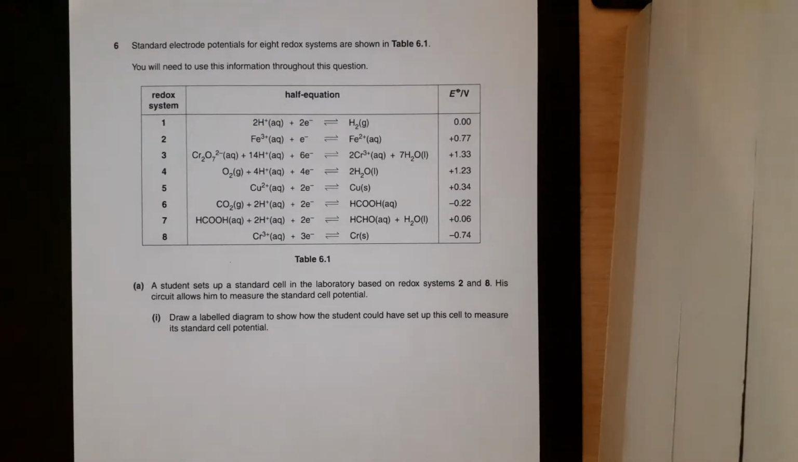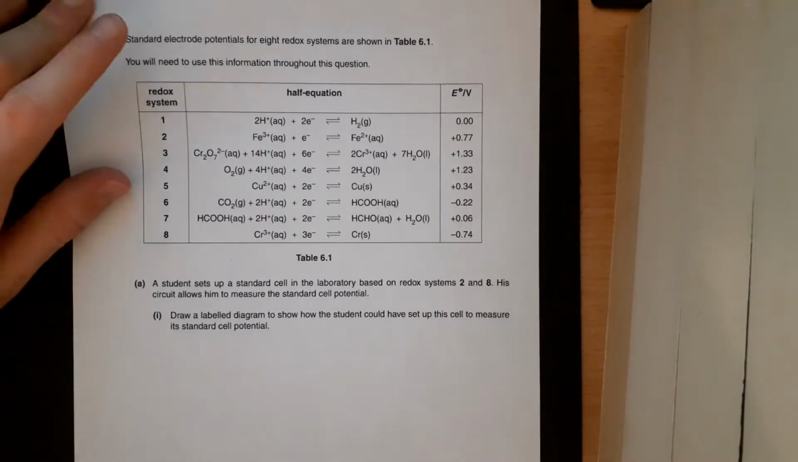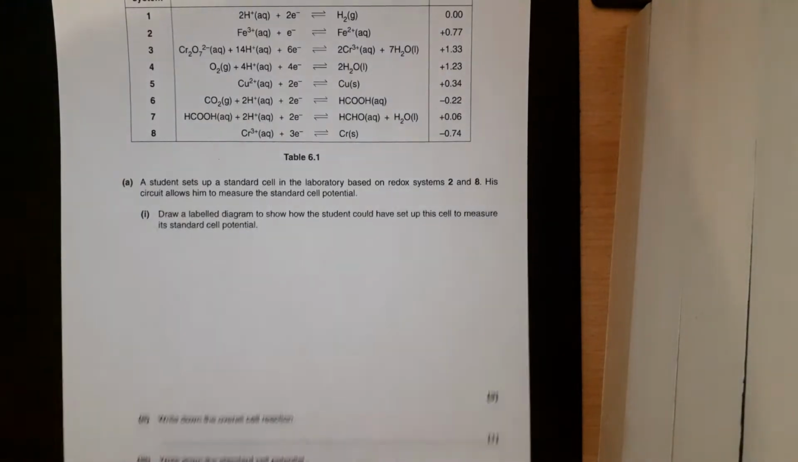If you've watched the previous two videos, you'll know what these questions look like by now. Here's a table, it's got lots of equilibria in it, it's got lots of electrode potentials in it. They all look the same, these questions really. And the first question we've got here is one that we've seen before. It wants us to draw a labelled diagram to show how we should have set this up.